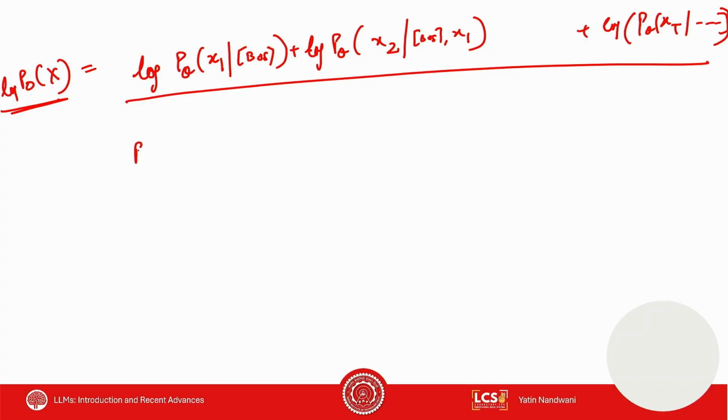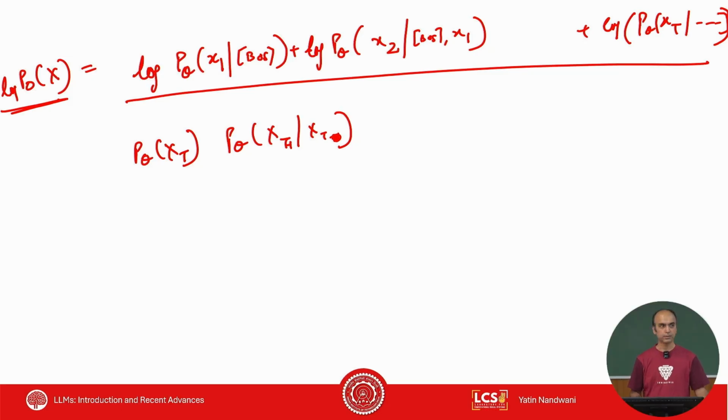I can always say that it is p theta of xt times p theta of xt minus 1 given xt, the other way around. We can do that. That will be a perfect language model, but it cannot generate from left to right.